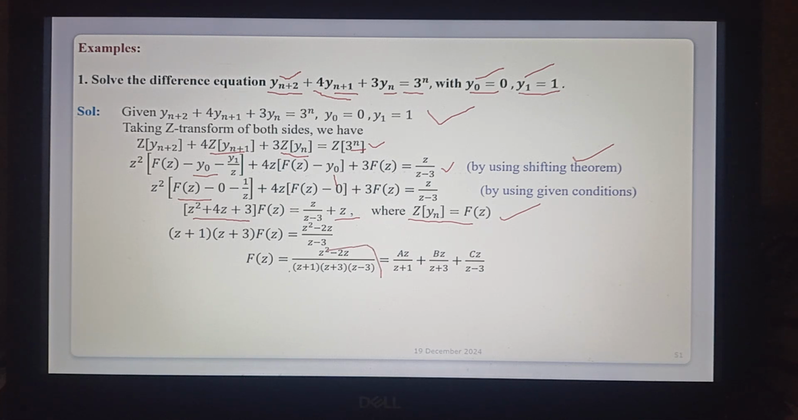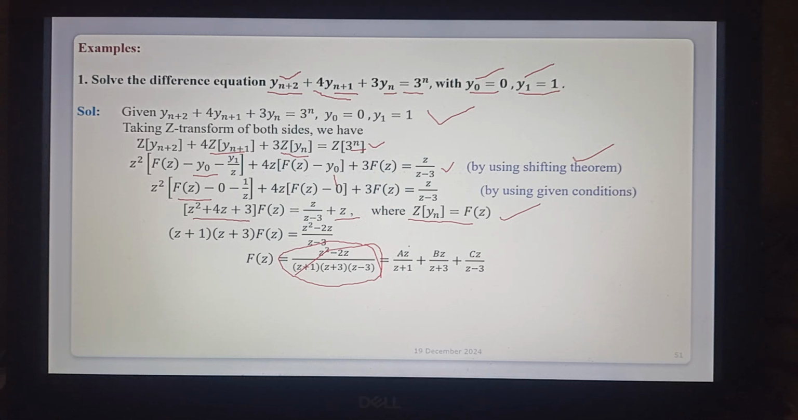Now we apply the inverse Z transform. How do we find the inverse Z transform here? The inverse of F(z), by using the partial fraction method. This F(z) is resolved into partial fractions. What about the denominator here? All are real factors. So A by z plus 1, plus B by z plus 3, plus C by z minus 3.